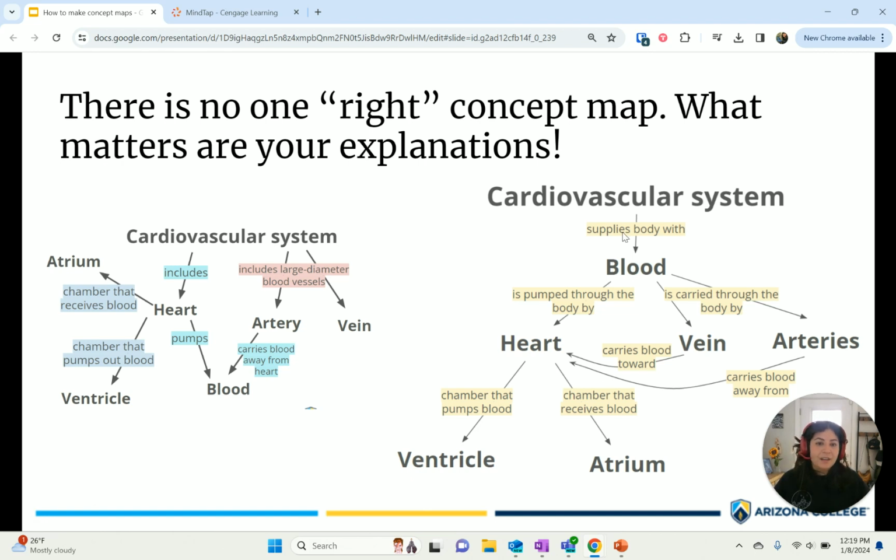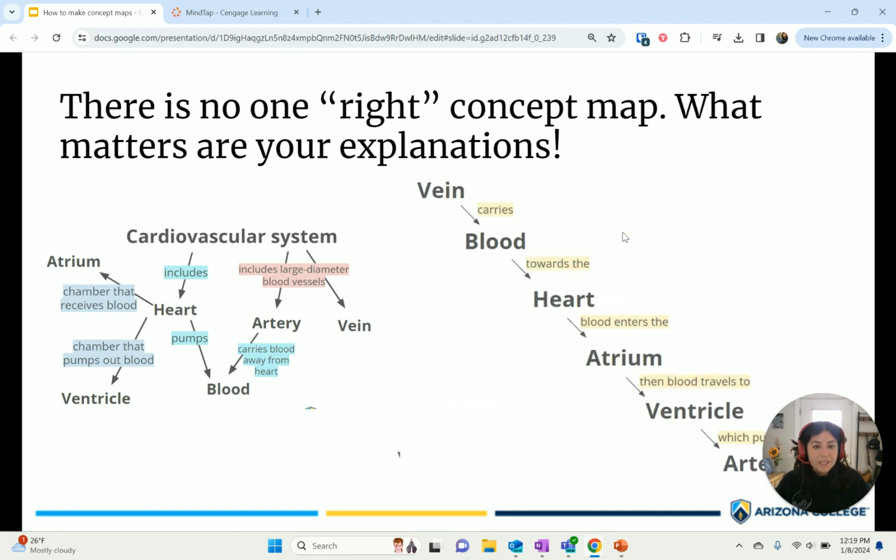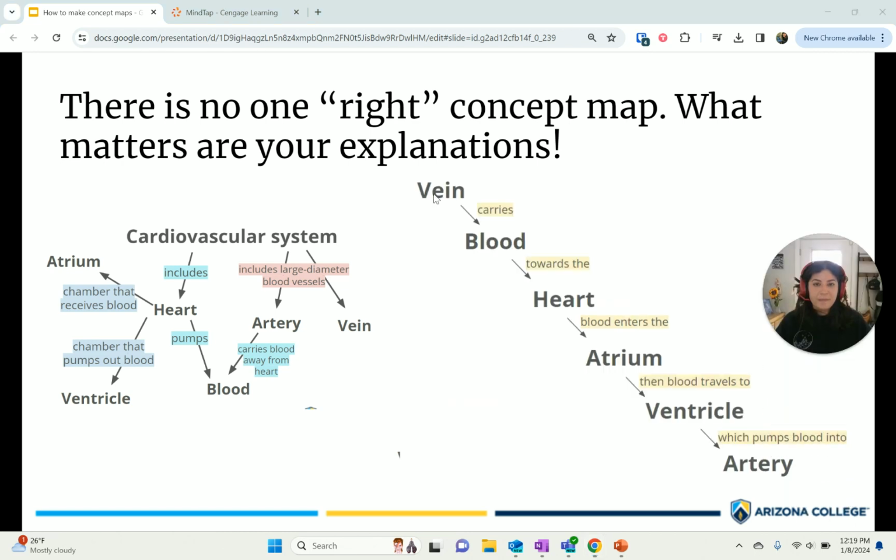We also could have done something like this. I see students do this a good amount of time where they almost make one really long sentence that connects all of the terms in a line. So if you did this, you would read it something like: vein carries blood towards the heart. Blood enters the heart through atriums, then blood travels to ventricles, which pumps blood into arteries. That is a very different format of a concept map, but it's still totally correct because each of those explanations makes sense.